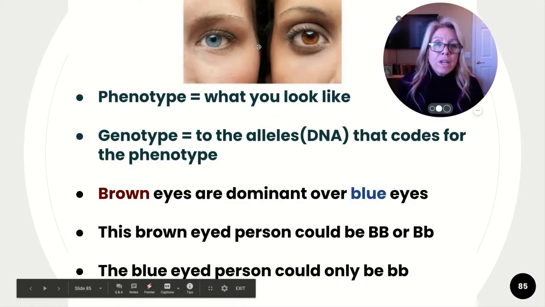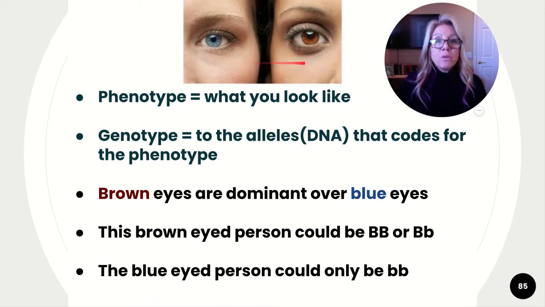So when we look at individuals who have brown eyes, remember, phenotype is what you look like, and genotype are the alleles that code for it. This brown-eyed person could be big B, big B, two brown-eyed alleles, receiving a brown-eyed allele from mother and a brown-eyed allele from father, and they would have brown eyes.